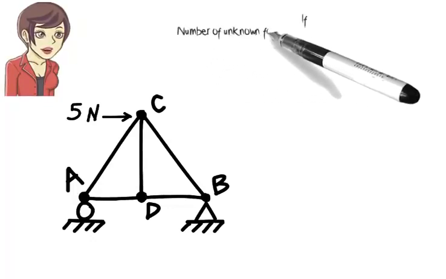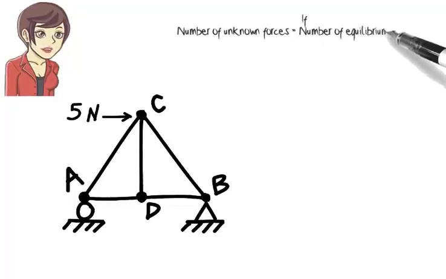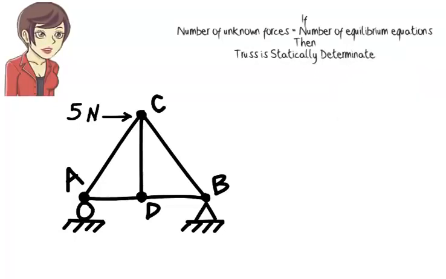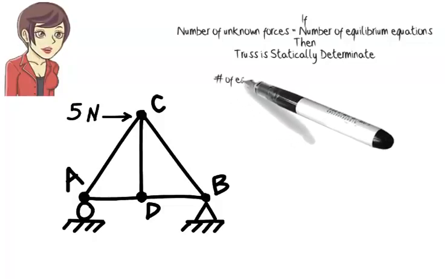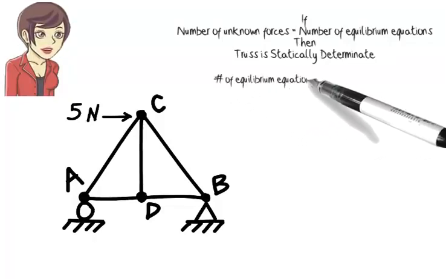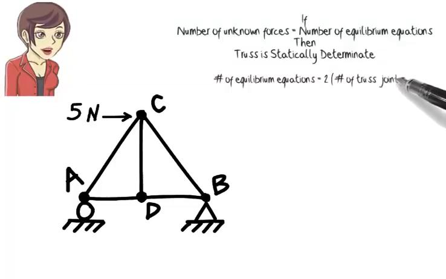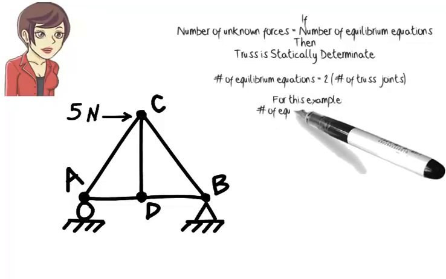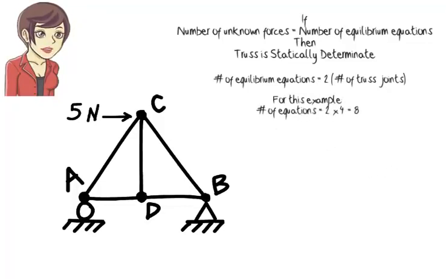Algebraically speaking, if the number of unknown forces equals the number of equilibrium equations, then the truss is said to be statically determinant. So, how many equilibrium equations can be written for a truss structure? The total number of equilibrium equations equals 2 times the number of joints in the structure. So, if the truss has 4 joints, we can write 8 equilibrium equations for it. Why 2 times the number of joints? I am going to answer this question in a minute. For now, let's just accept it as a fact.